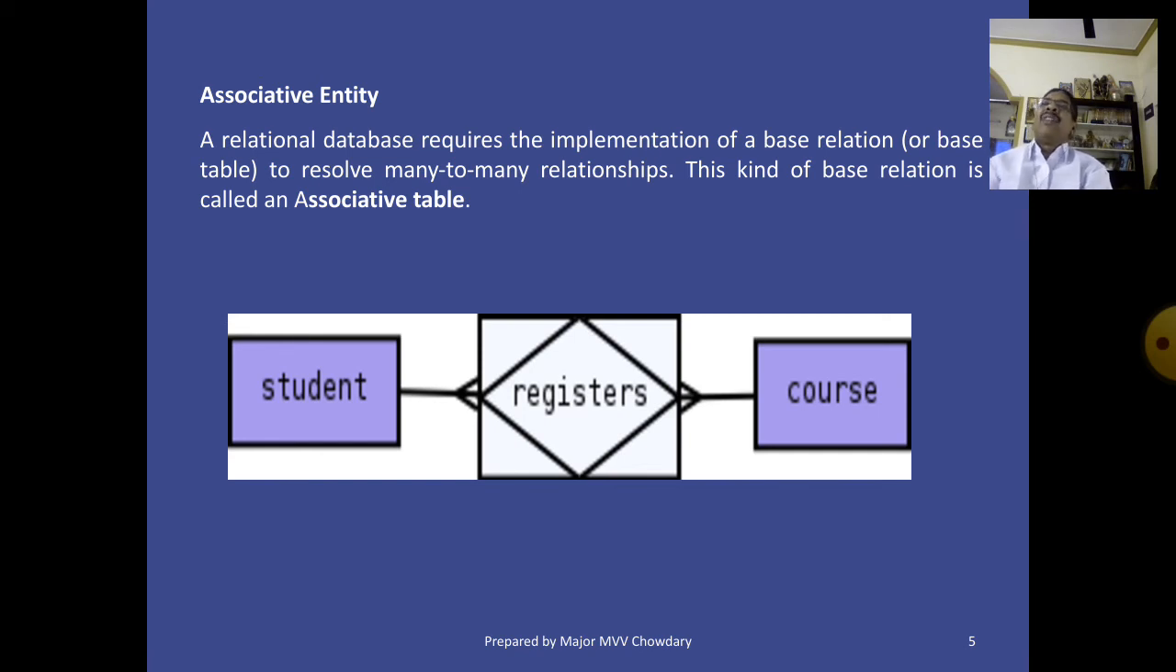For example, a supervisor and subordinate relationship set. One supervisor can supervise multiple subordinates, but each subordinate reports to at most one supervisor. That is a recursive entity.